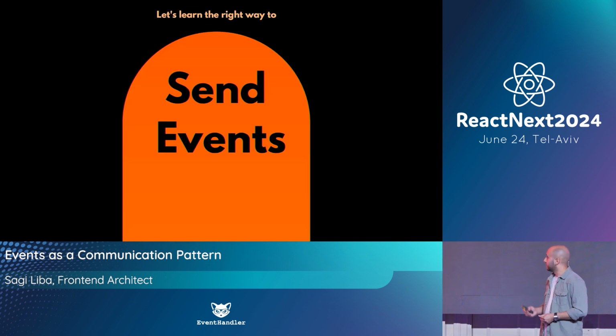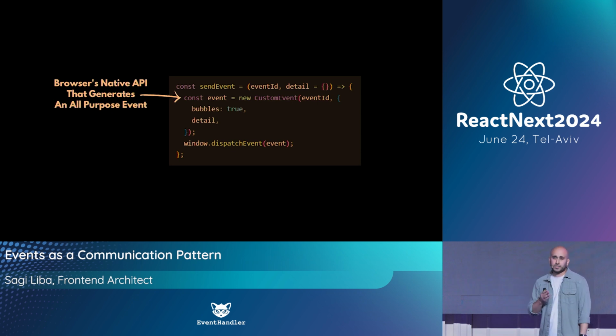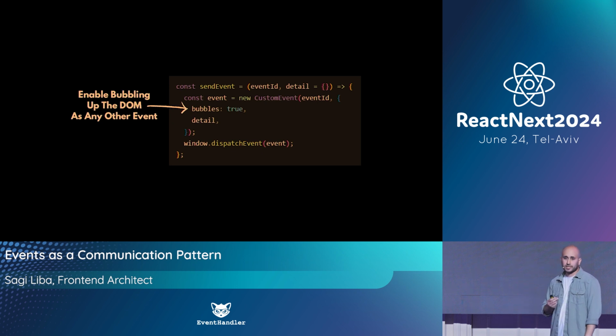Okay, so let's learn the right way to send events in React. Here I've got the send event function, which is a simple function that accepts the event ID and a details payload, which is sent with the event. As you can see, I'm using the browser's native API for the custom event constructor to create an all-purpose event that can accept a payload when you send the event, and I'm making sure that the event bubbles the same way as any other event bubbles in your applications, all the way up the DOM.